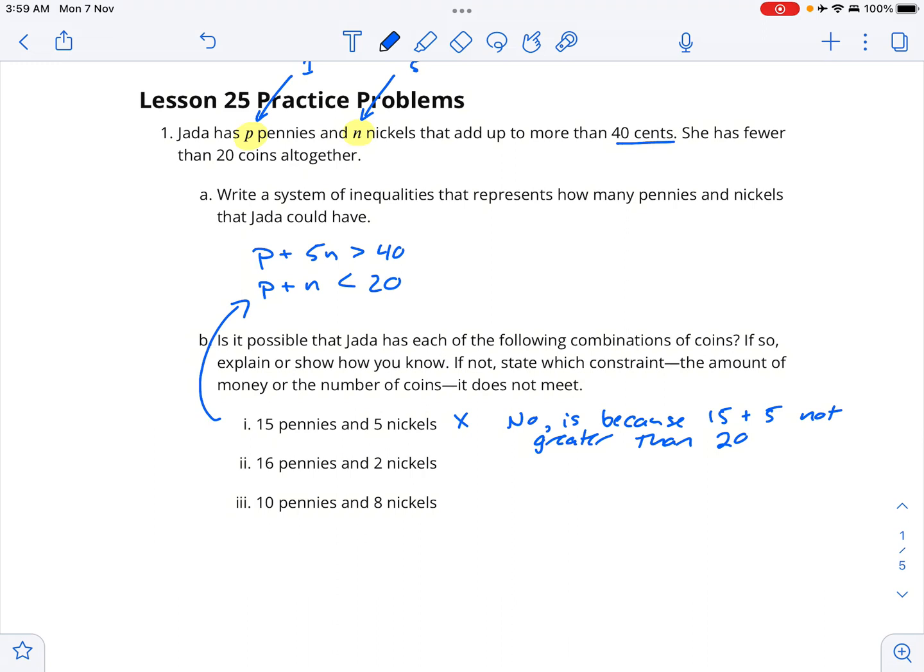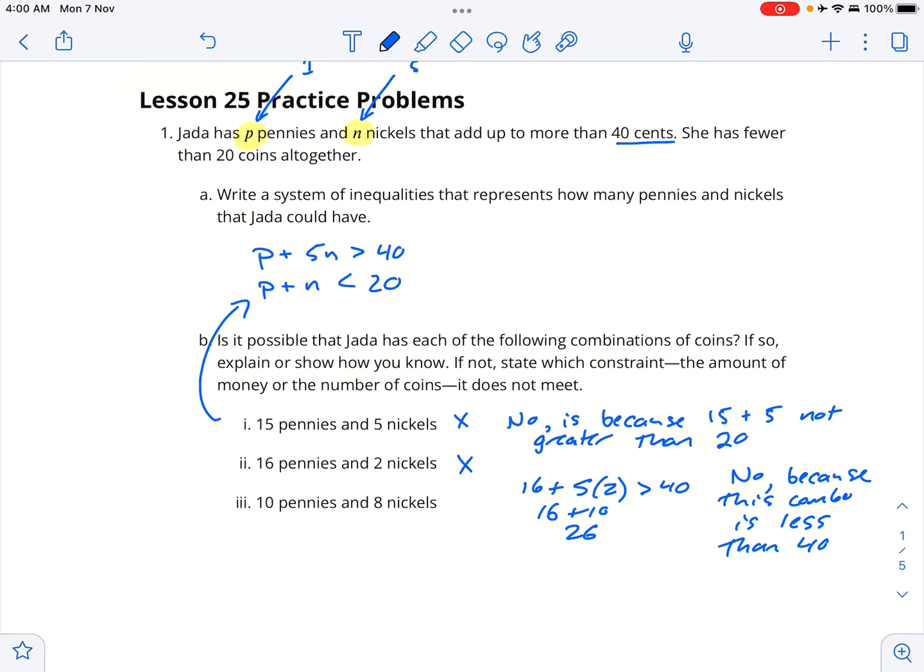The next one, 16 pennies and 2 nickels, that does satisfy the second constraint. I would need to check the first one. So the first one is 16 plus 5 times, in this case it'd be 2, because there's 2 nickels, and I want that to be 40, or greater than 40, which it's not going to be. So I would also say no for the second one. I'd probably leave my calculations there as part of my reasoning. I'm going to say because this combo is less than 40, and we want it to be more than 40.